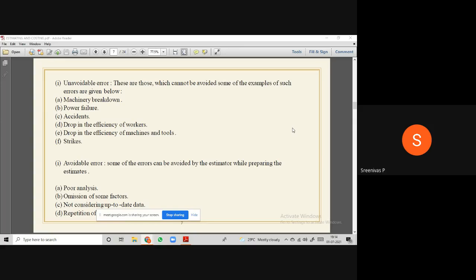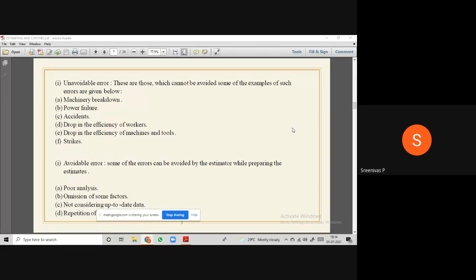Sometimes power failure or accidents may occur due to negligence or some other reasons, or there is a drop in the efficiency of workers. I told you we must give fatigue allowance for the worker. A drop in the efficiency of workers happens because in the fresh hours he will work efficiently, but as the working hours increase, his efficiency may decrease. So we cannot avoid it.